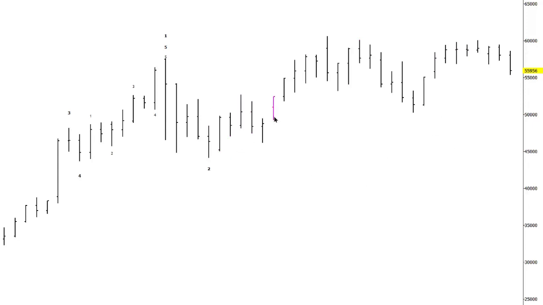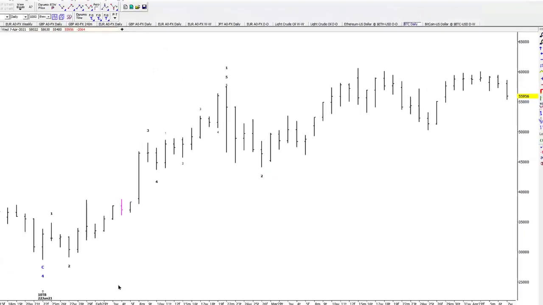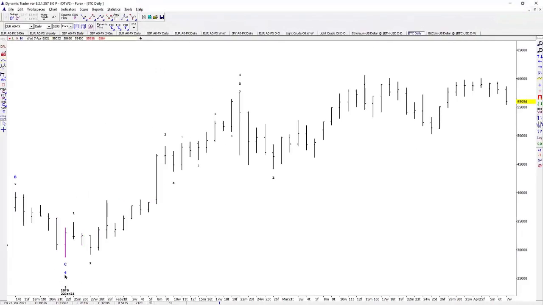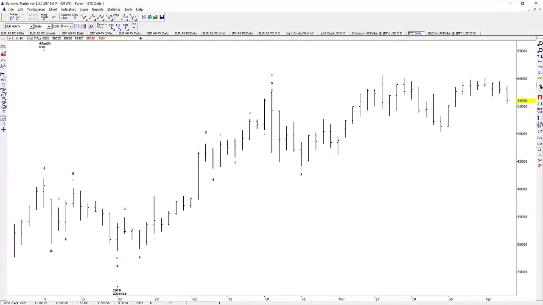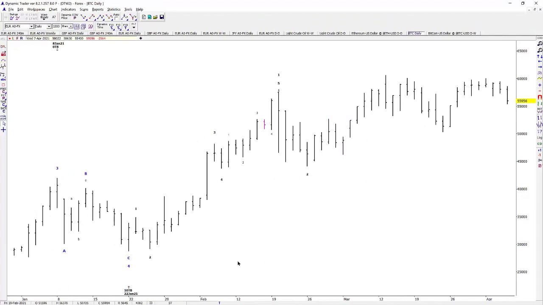So if we're looking at a potential ending diagonal, that would mean the wave 4 can trade into the range of the wave 1. Again, we're assuming this is a higher time frame wave 4. So an ending diagonal indeed allows the wave 4 to trade into the range of the wave 1. And the beauty of it is, ending diagonal. Ending. It ends the trend. We also call it a fifth wave ending diagonal.